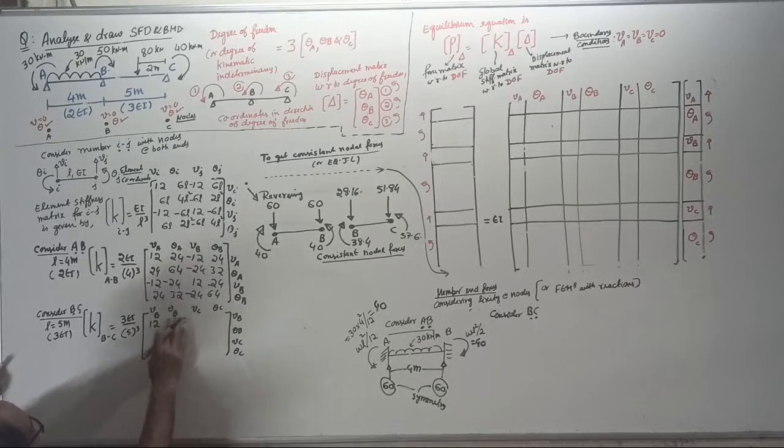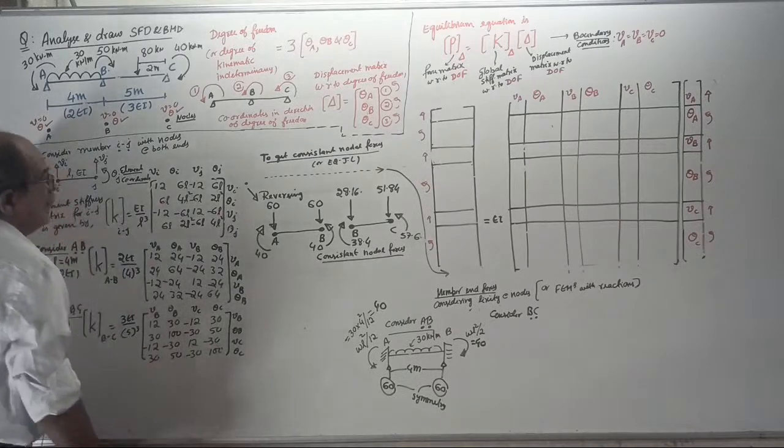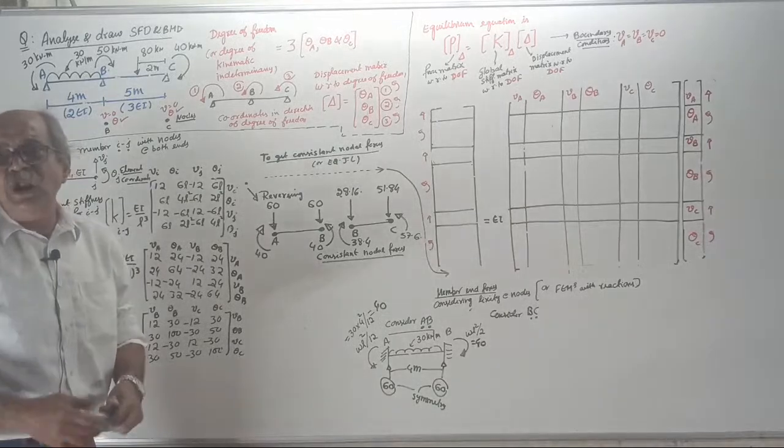6 into 5 is 30. Once again, here, 30. 5 square is 25, so 100 over. 12, 30, 12, 30. 30, 100, 30, 50. 12, 30, 12, 30. 30, 50, 30, 100. Minus, minus, minus, minus. This is not minus. This is the element stiffness matrix for BC.